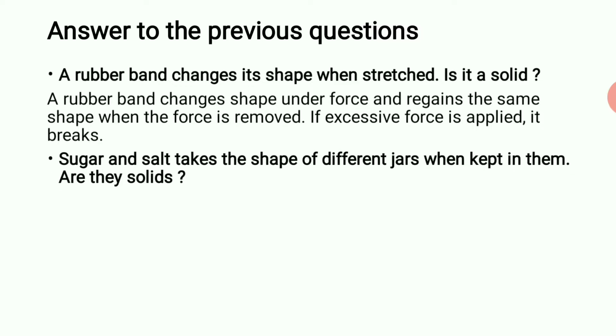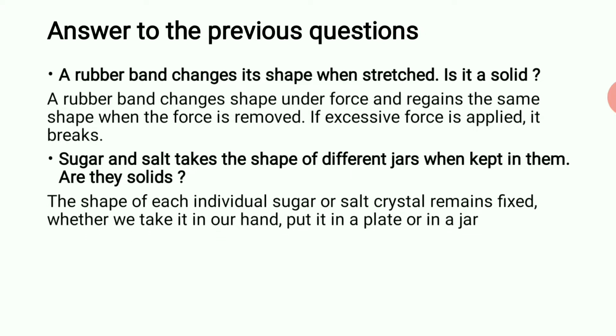The second question, that sugar and salt, when kept in different jars, they take the shape of the jar. Are they solids? The answer to this question is that when sugar and salt are kept in different jars, the crystals of sugar and salt maintain the shape. There is no change in the shape of crystals of sugar and salt. Therefore, sugar and salt both are solid.